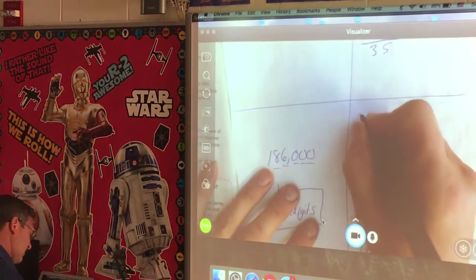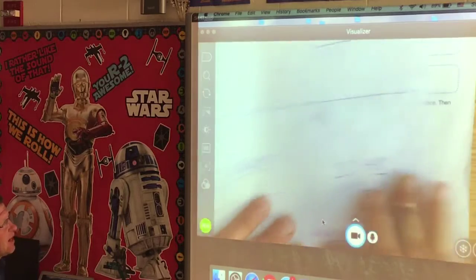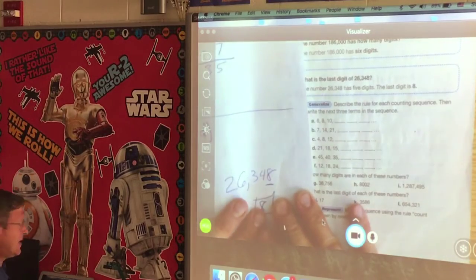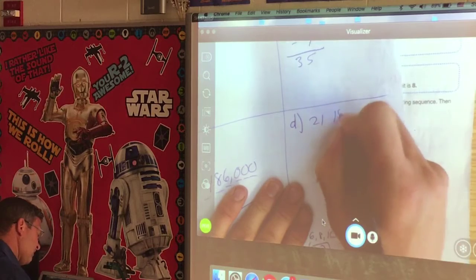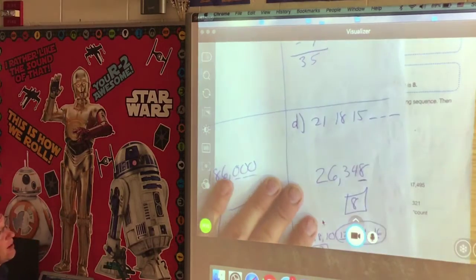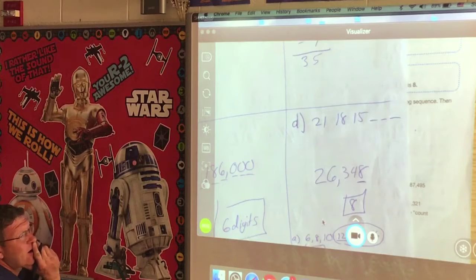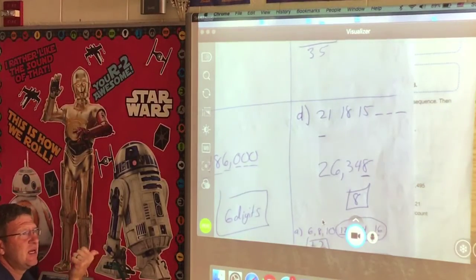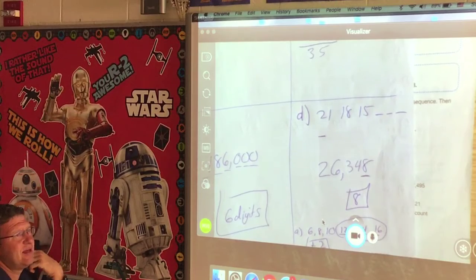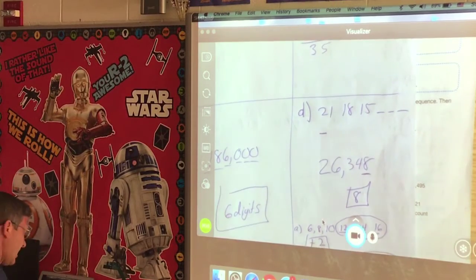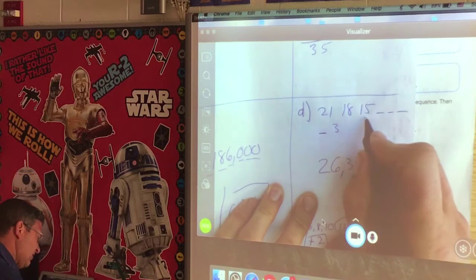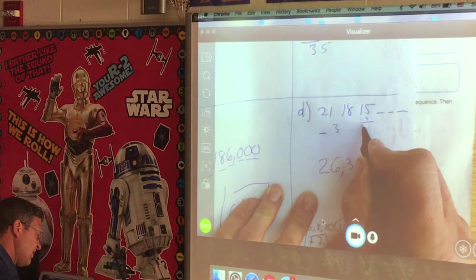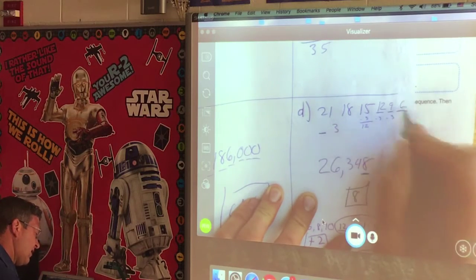Find another place on your paper, and you can put D. Nice and neat. Okay? D says 21, 18, 15. Now we want to find 3 more numbers. Am I going up or am I going down? Going down. Good. So it's a subtraction problem. From 21 to 18, 20, 19, 18, 3. From 18, 17, 16, 15. Minus 3. So 15 minus 3 equals 12. And 12 minus 3 equals 9. And 9 minus 3 equals 6.